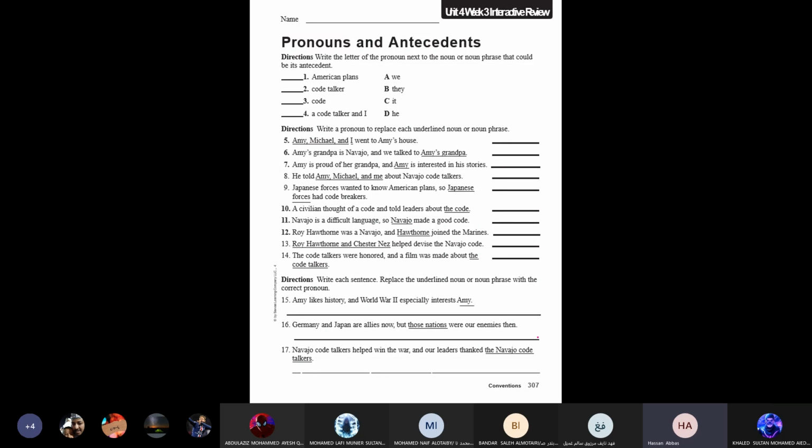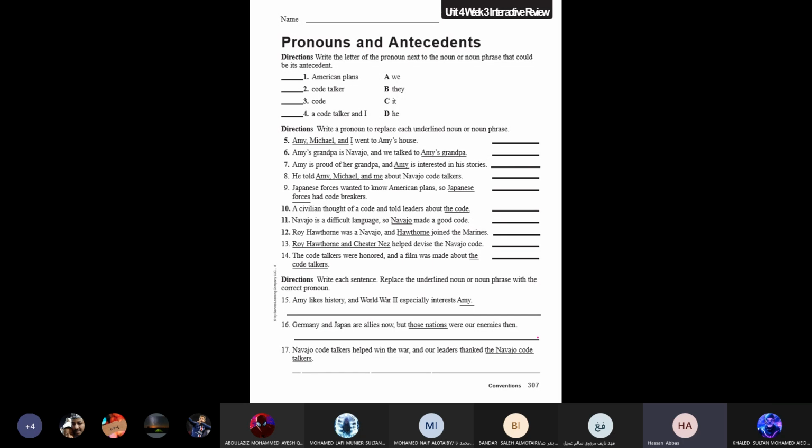What is the plural pronoun we have? They. Because we said he plus he equals what? They. He plus she equals they too. So if I want to replace Roy and this other name, it will be they.